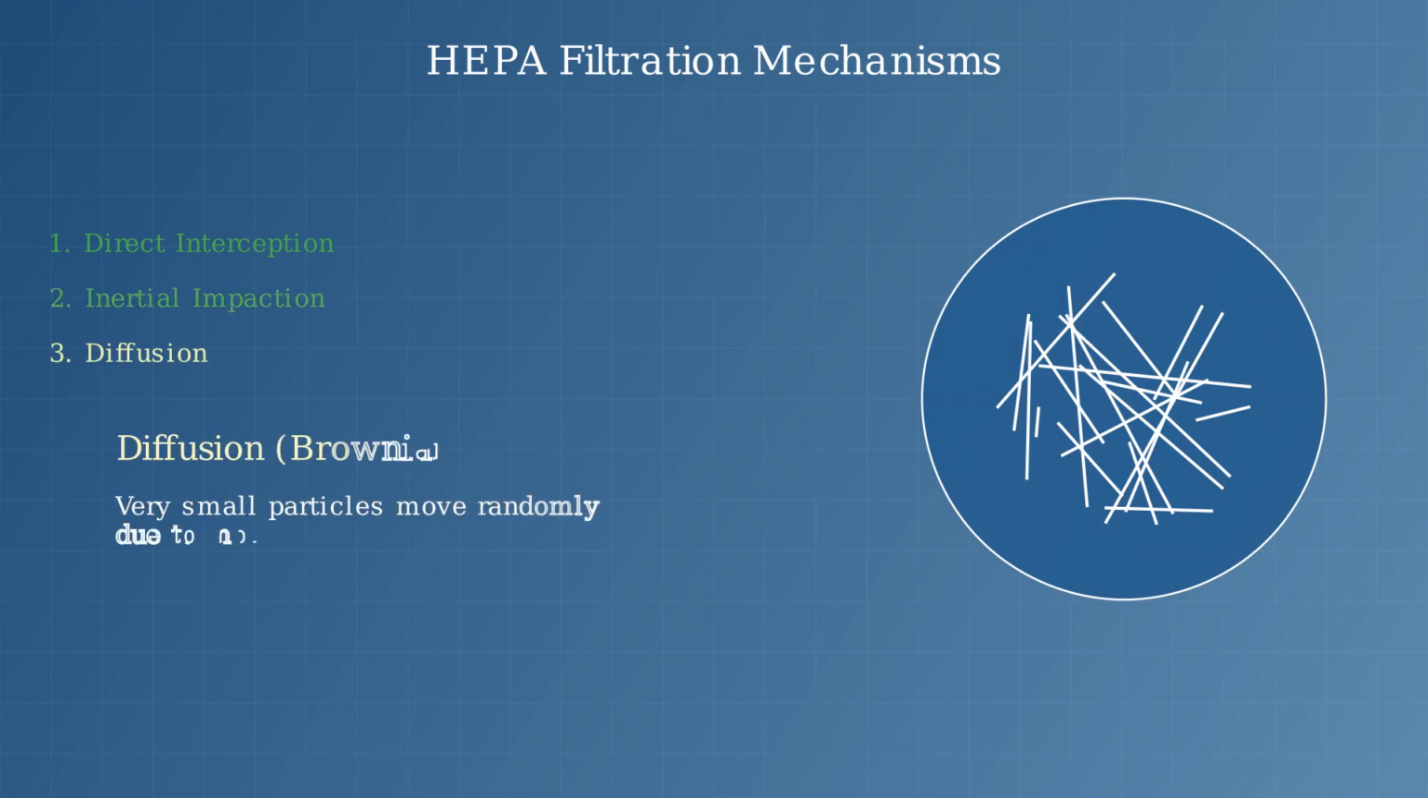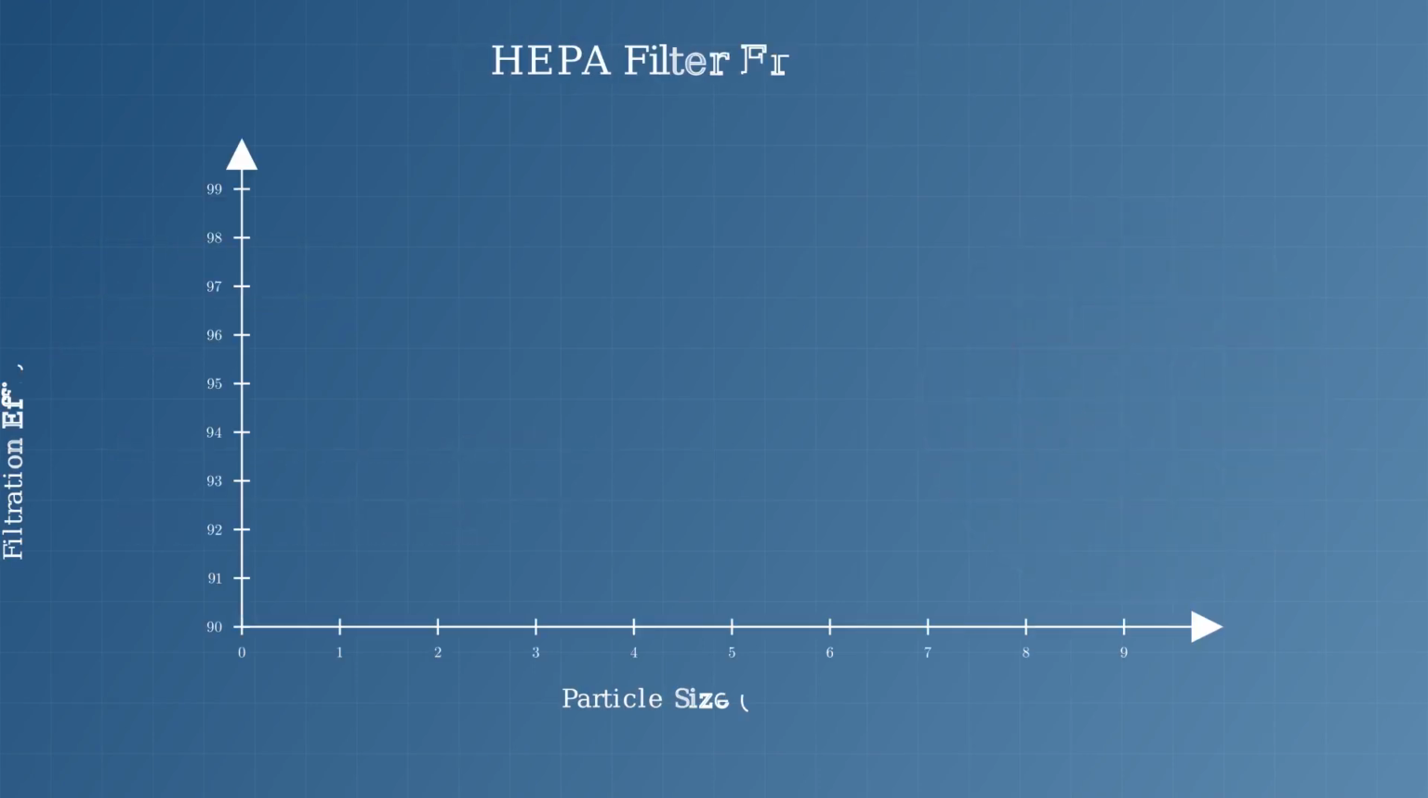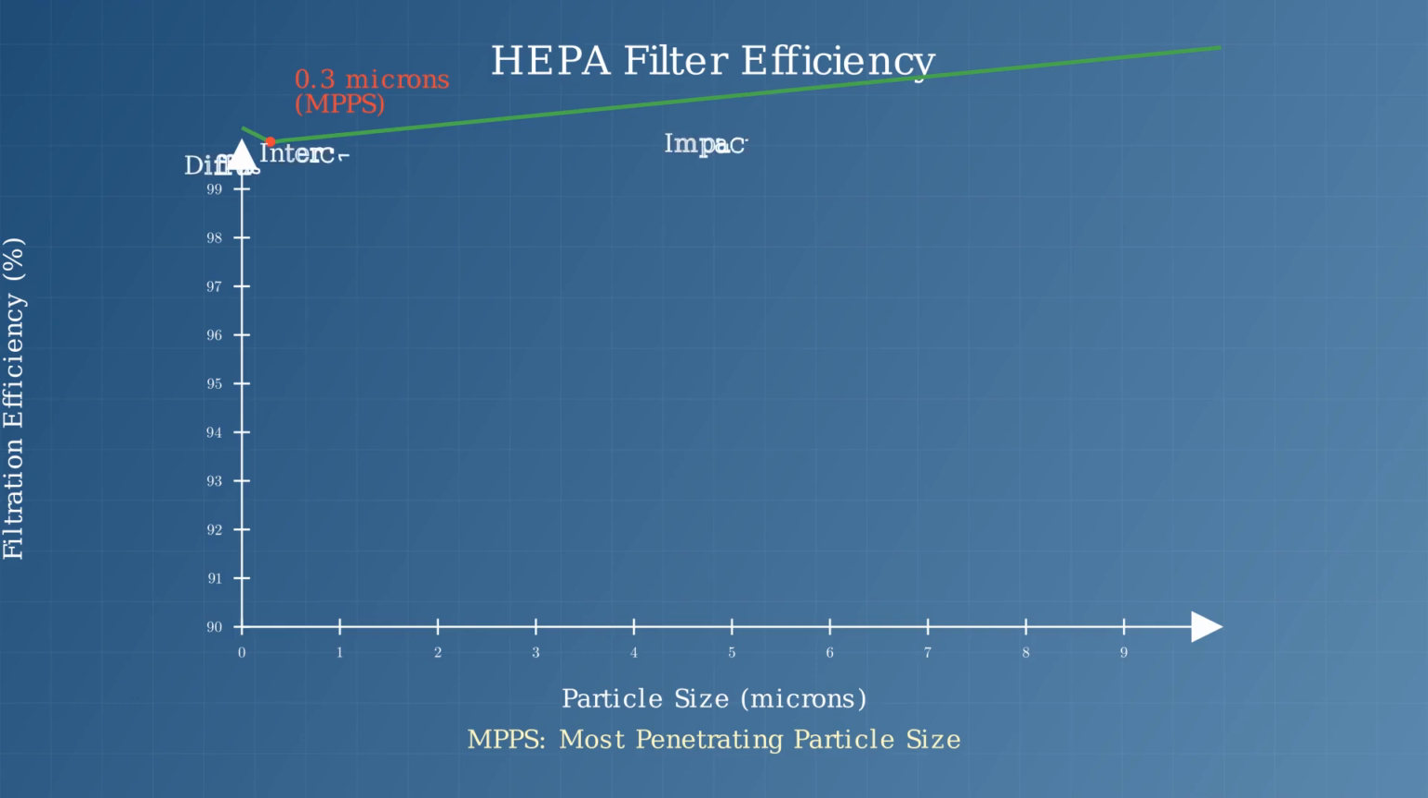Through diffusion, very small particles exhibit Brownian motion, moving randomly due to collisions with air molecules. This random movement increases their chances of contacting filter fibers. HEPA filters are most efficient at capturing both very small and large particles. Paradoxically, particles around 0.3 microns, the most penetrating particle size, or MPPS, are slightly harder to capture, yet HEPA filters still maintain 99.97% efficiency at this challenging size.